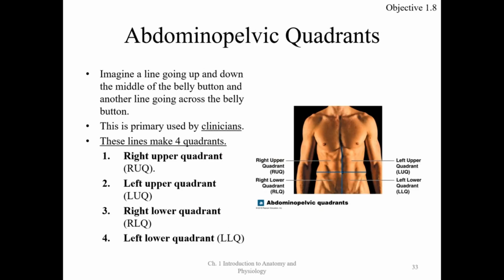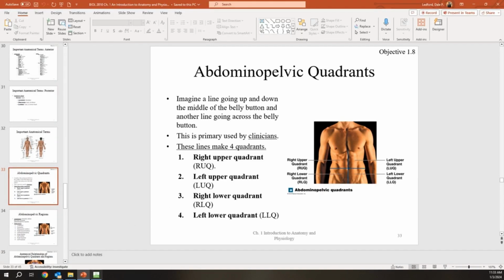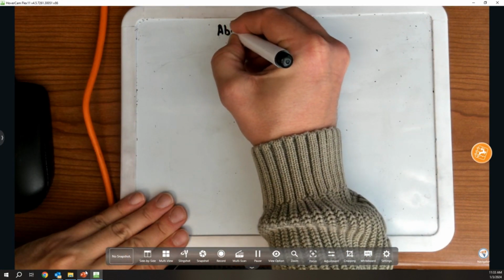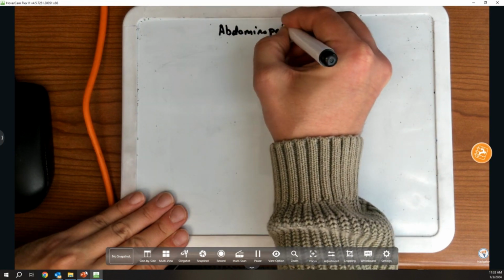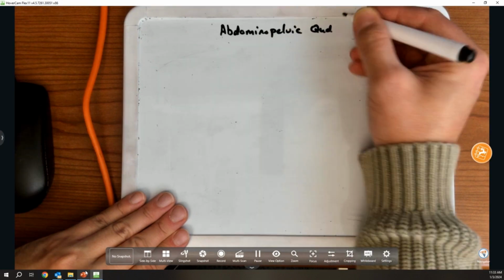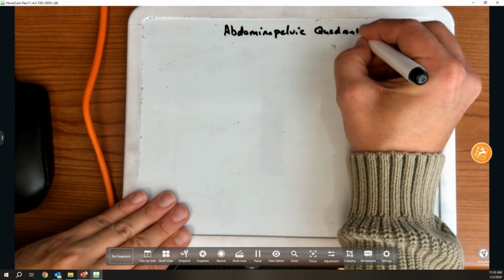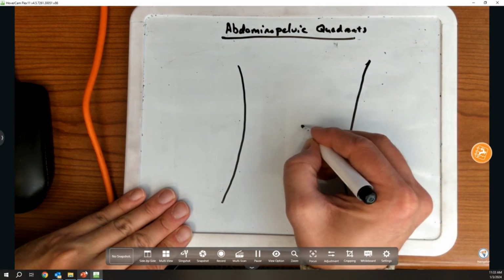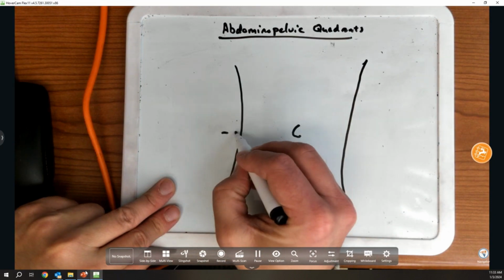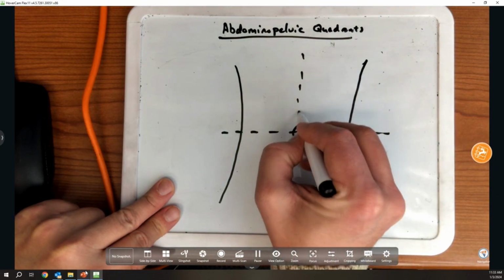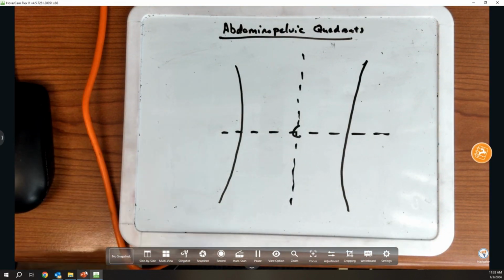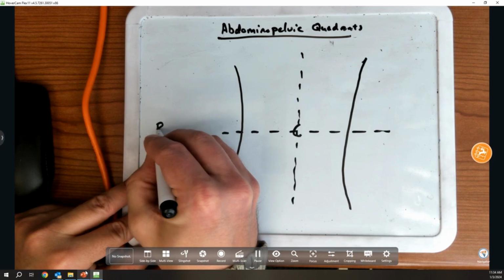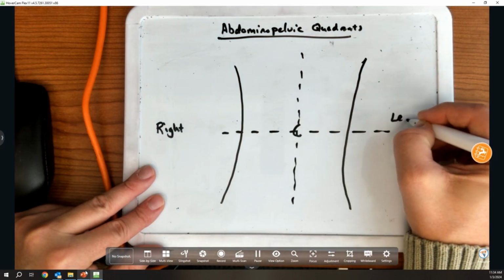Okay, so, all right. Now, abdominopelvic regions and quadrants. Quadrants and regions. Let's get into the quadrants. Let's say it's a belly button. And let's say I took a line across the belly and a line down the middle of the belly, and I made 1, 2, 3, 4 quadrants. Now, this is the right side, and this is the left side.